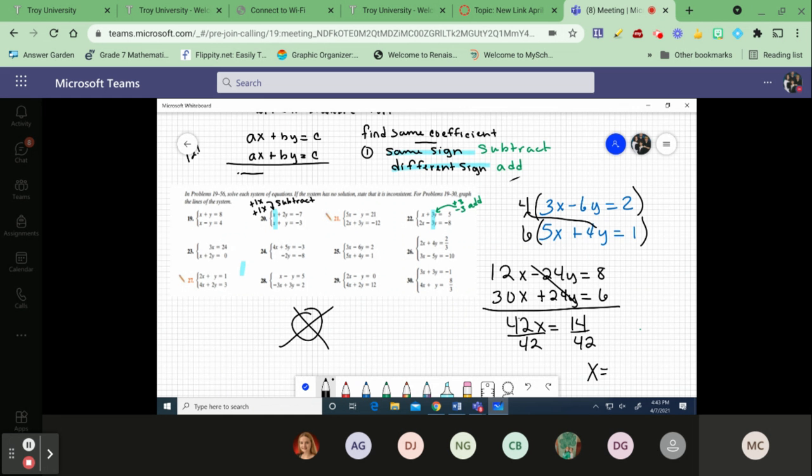x is going to equal 1/3. So 12 times 1/3 minus 24y is equal to 8. If I break 12 into 3 equal portions, I'm going to get a 4 minus 24y equals 8. And getting rid of that 4, negative 24y equals 4.